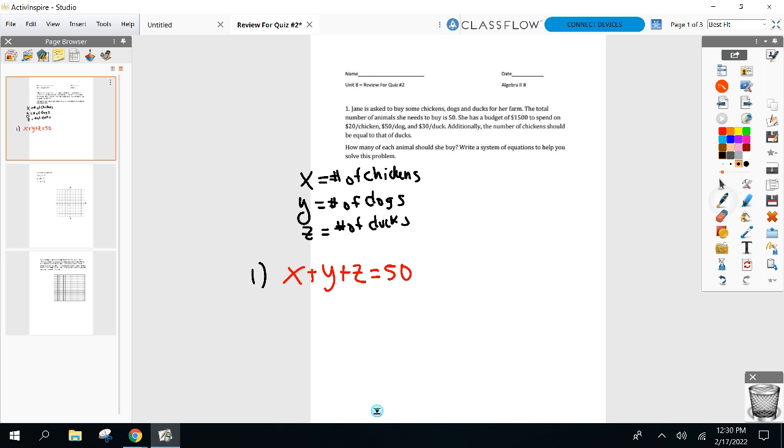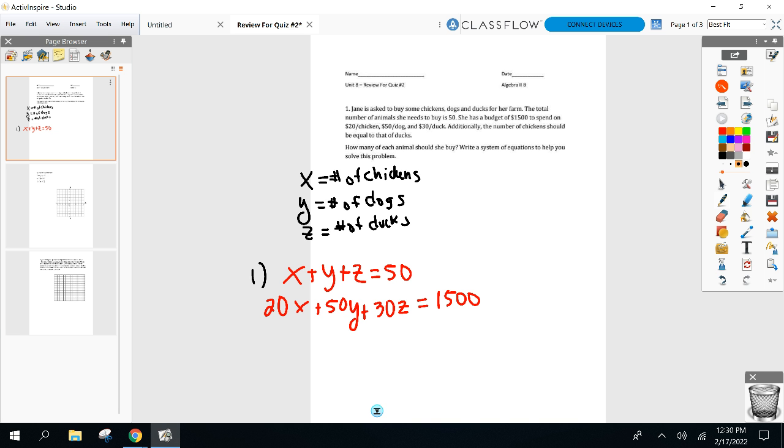Molly, got another one? Yeah, 20x plus 50y plus 30z equals 1,500. Okay, money goes with money. 20 bucks a chicken, $50 a dog, $30 a duck, and the money stays with money, so I keep it at 1,500. 2 out of 3 done. Last equation comes right at the end.